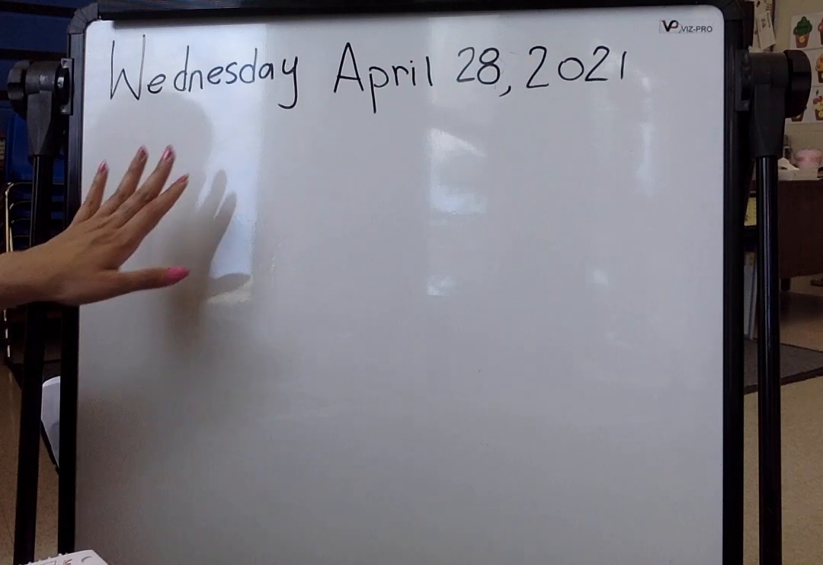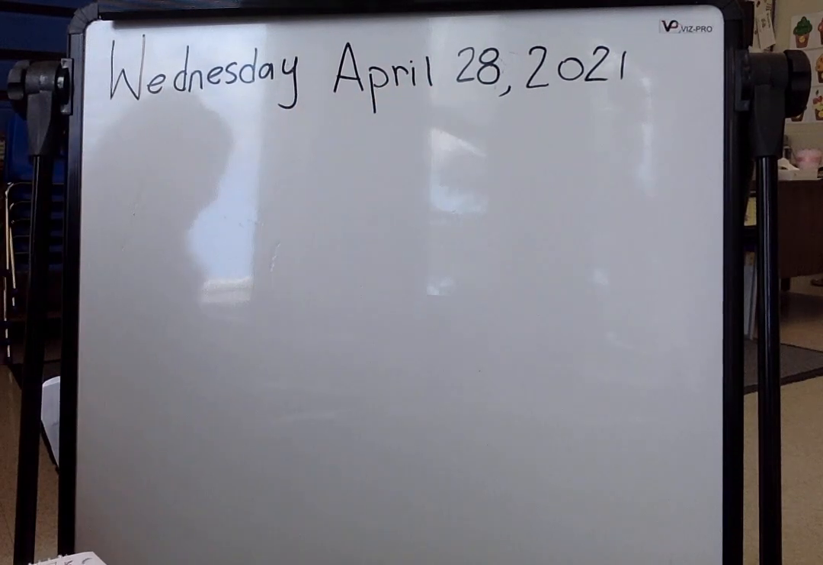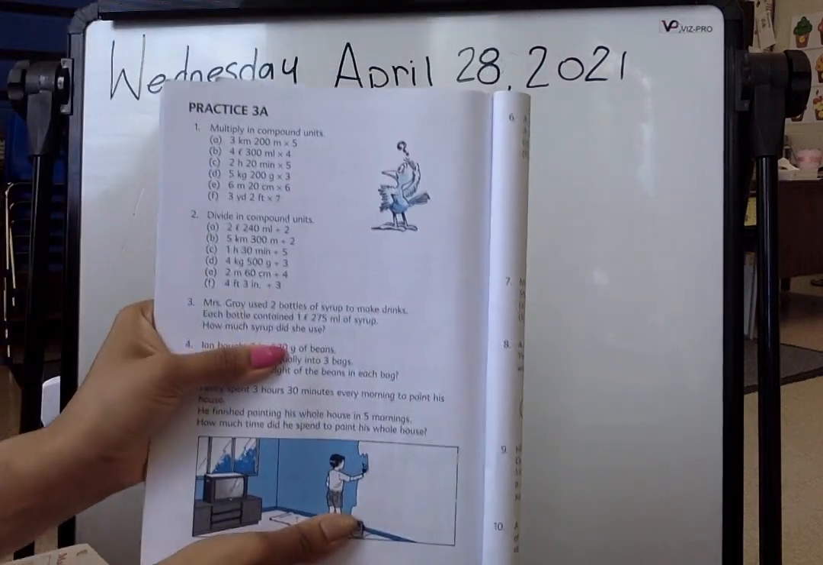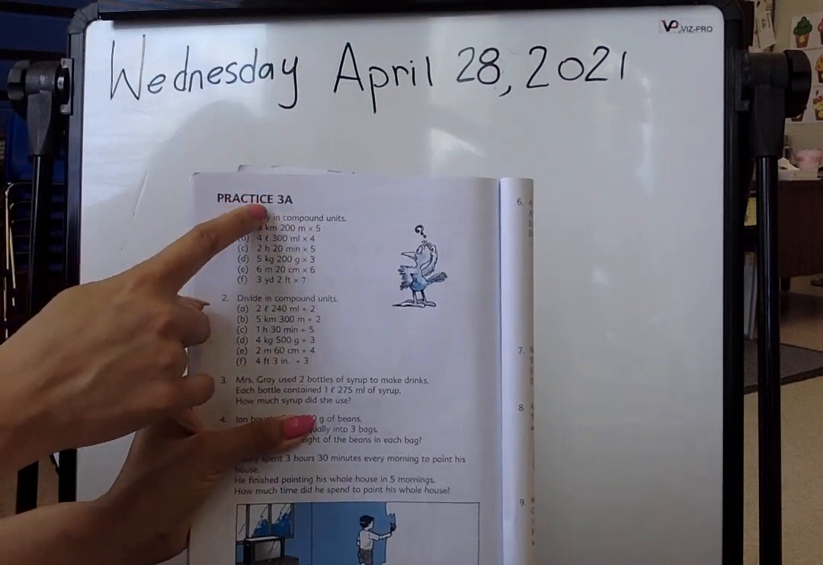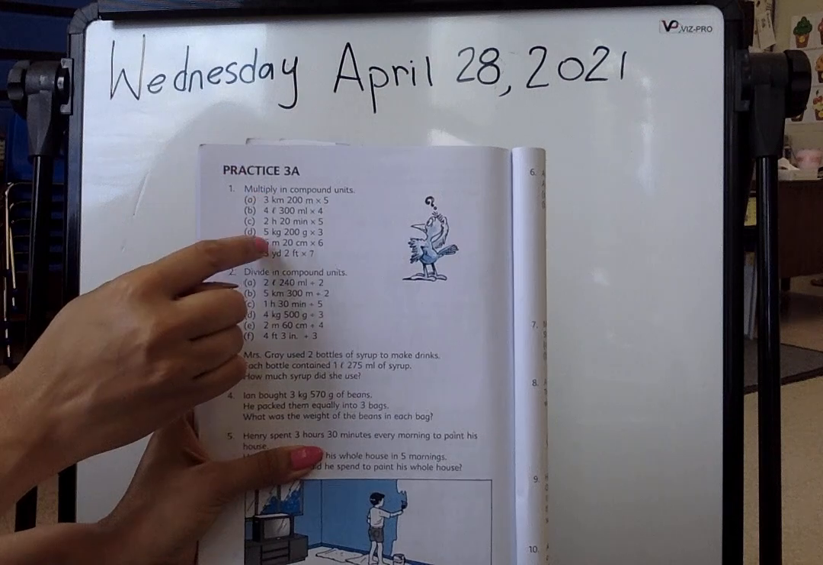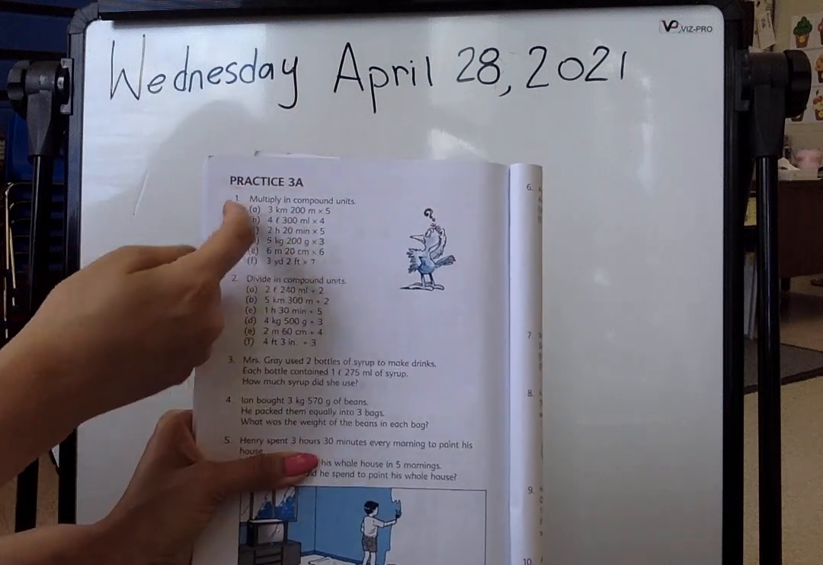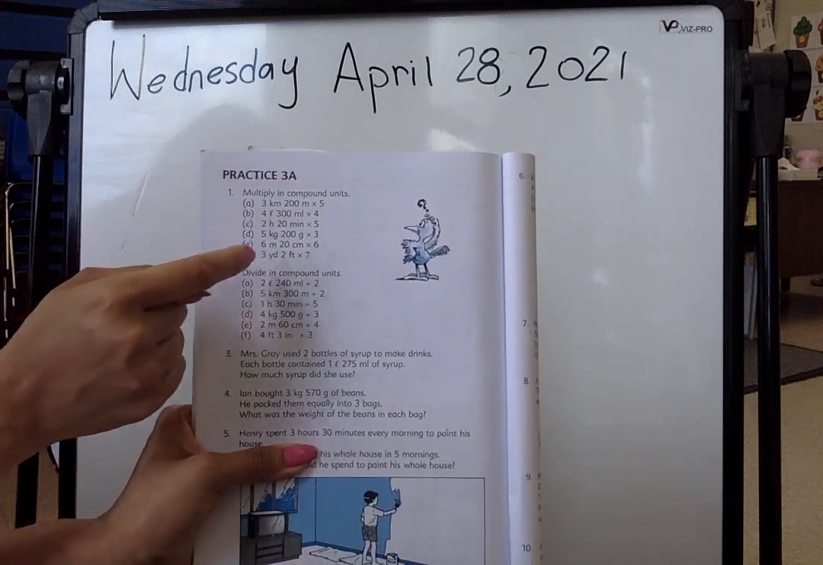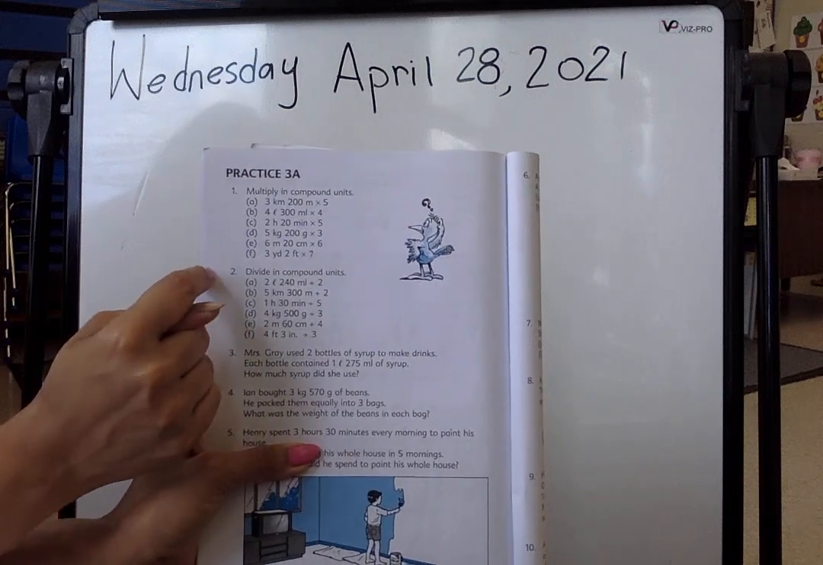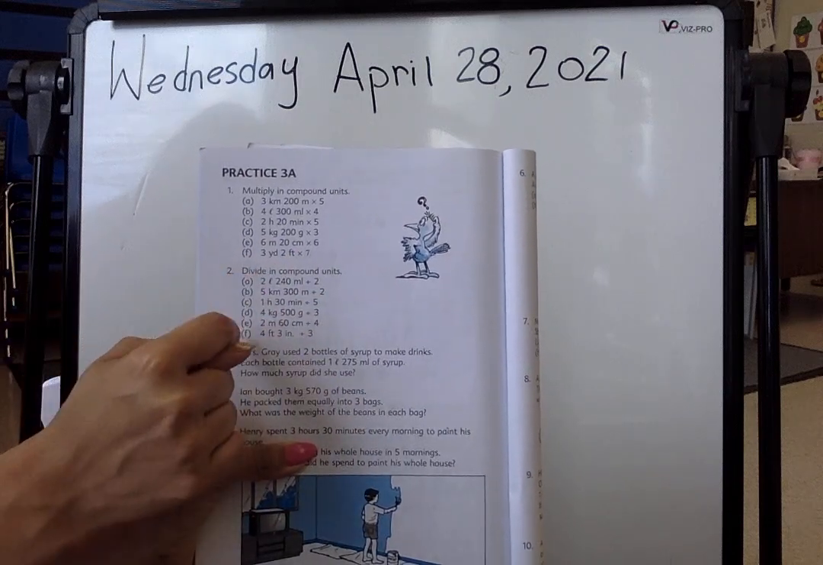Hi grade 4s, today is Wednesday, April the 28th, and in your math we are looking at practice 3A. For today all you're working on is question 1, all the way from A to F, and question 2, all the way from A to F again.